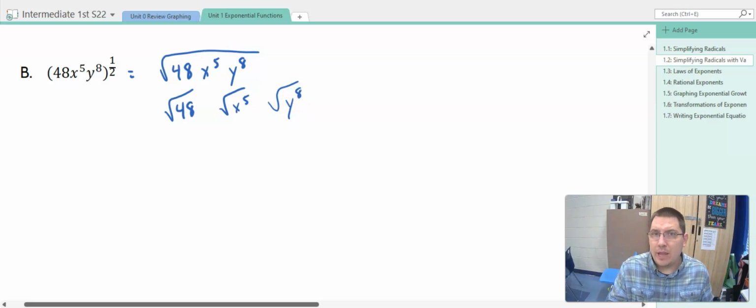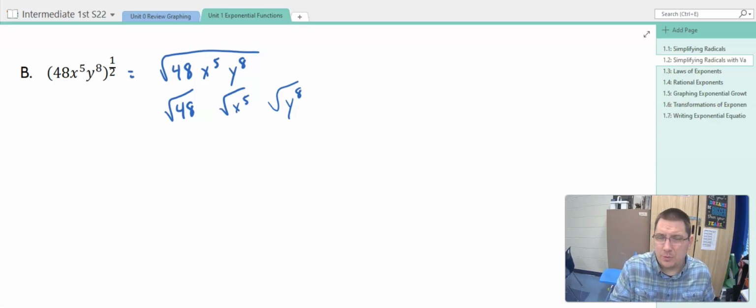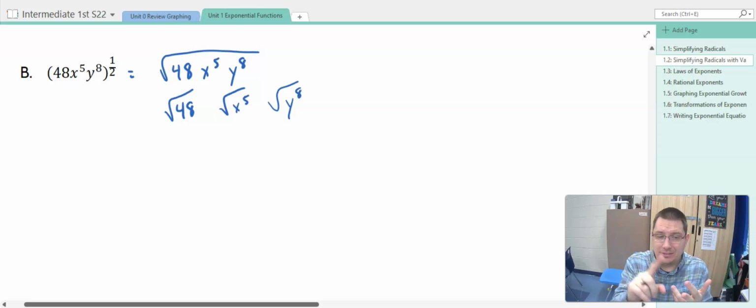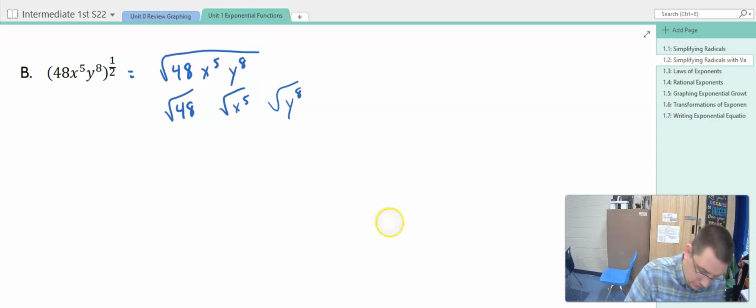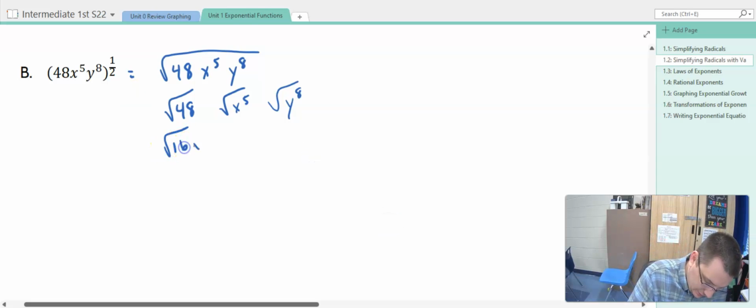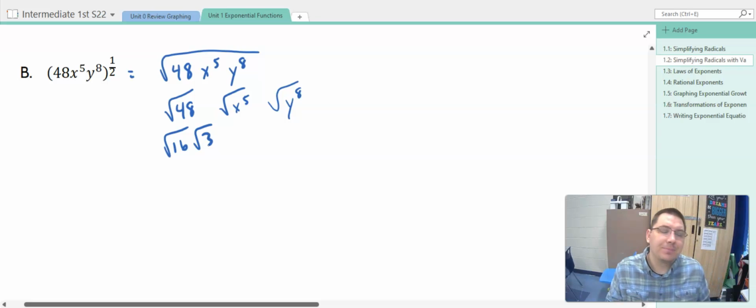So the square root of 48, well, can I take the square root of 48 and get a perfect number? No, because square root of 49 is 7, so square root of 48 doesn't work. But is there something I can divide 48 by that is a perfect square? Well, okay, so 1, 4, it does divide by 4, but let's see if there's something else. 9 doesn't work. 16. 48 divided by 16 is 3. So we can separate this out to square root of 16 and square root of 3.